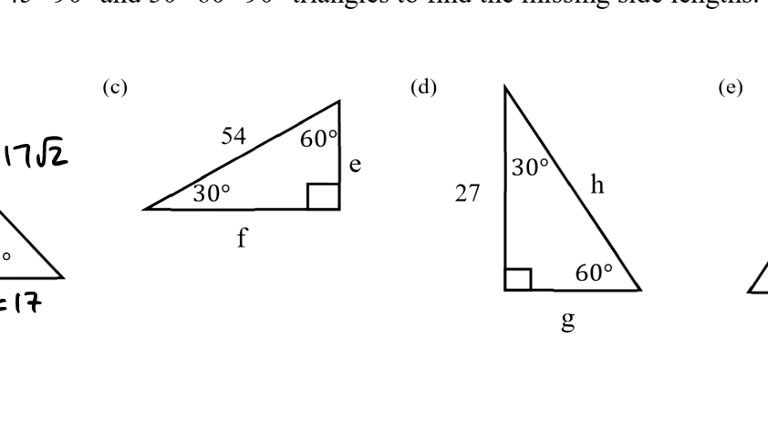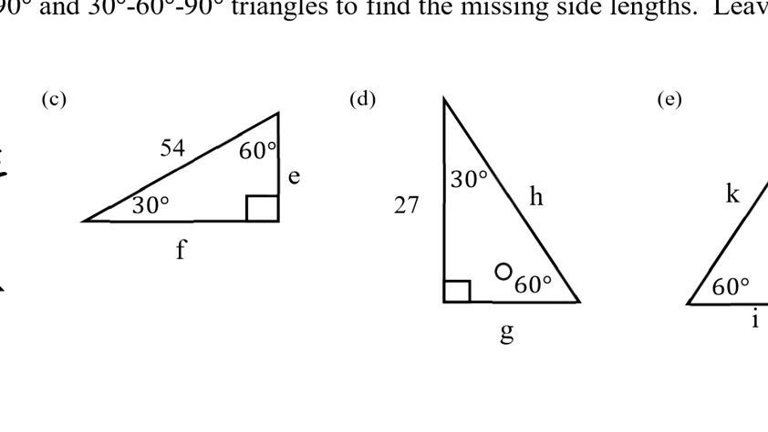On this one, this is a 30, 60, 90. Remember, the one across from the right angle is the one that we were calling 2x. The one across from the 30-degree angle we're calling x. And the one across from the 60-degree angle we were calling x times the square root of 3. So if 54 is 2x, I know that half of that is 27. 54 divided by 2 is 27.